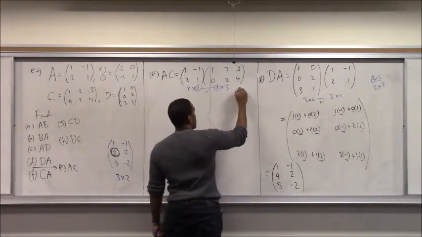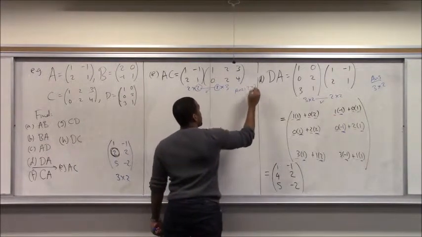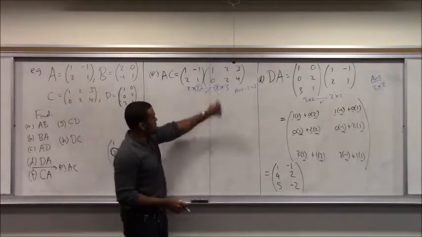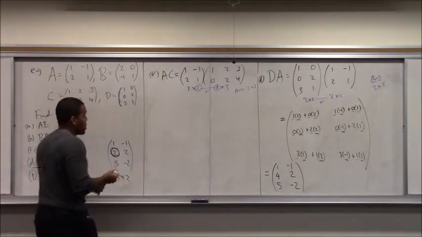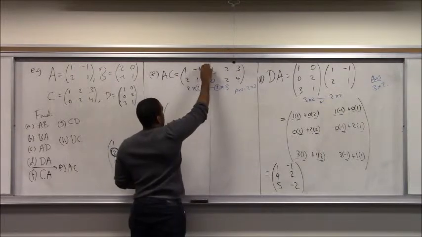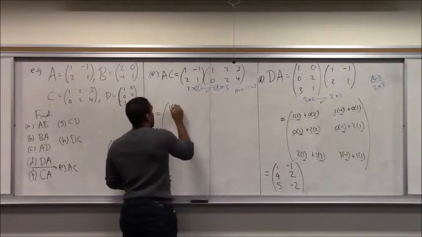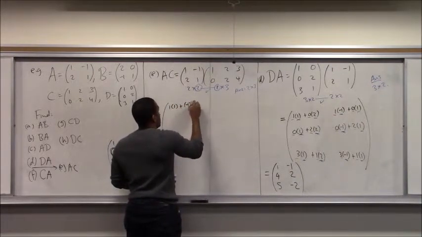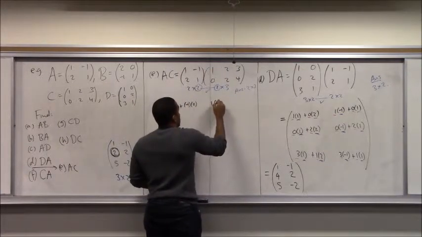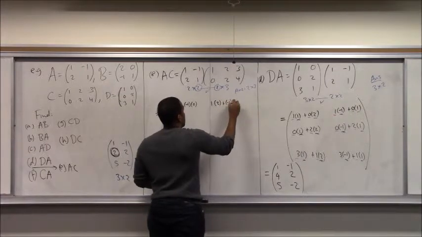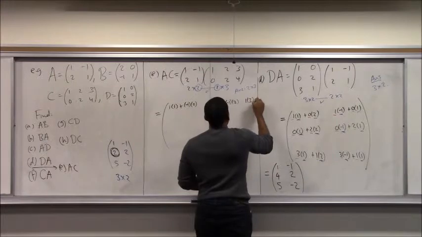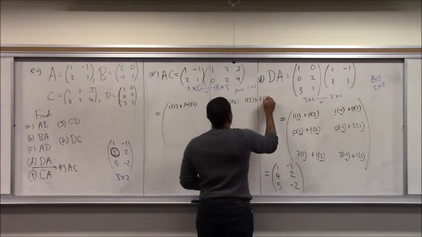What is the answer supposed to be? 2 by 3. The answer has 2 rows and 3 columns, so it's actually the size of the second one down here. So you are going to do first row, first column, 1 times 1 plus -1 times 0. First row, second column, 1 times 2 plus -1 times 2. First row, third column, 1 times 3 plus -1 times 4.